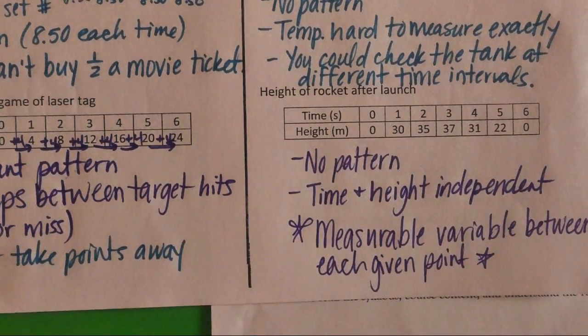Meaning, somewhere between 0 and 1, I was at 25, at 26, at 27 until I got all the way to 30. Somewhere between 1 and 2, I was at 34. There are a lot of wishy-washies in between with a continuous thing, whereas with a discrete, your ticket either costs $8.50 because you bought one, or it's $17 because you bought two. Like, it's a set thing of what you're going to pay.